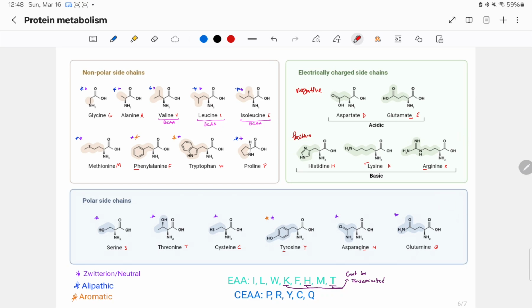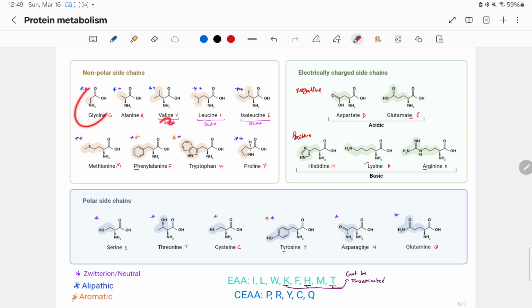Now, we can even further classify all of these guys, okay? We can say some of them are Zwitter ions or neutral. What does that mean? That means they don't have a charge. They don't have a net charge. So remember how these guys had a net charge? Like these guys were negative because they had two carboxyls. These guys were positive because they had two amine groups. The rest of these guys, they're all Zwitter ions.